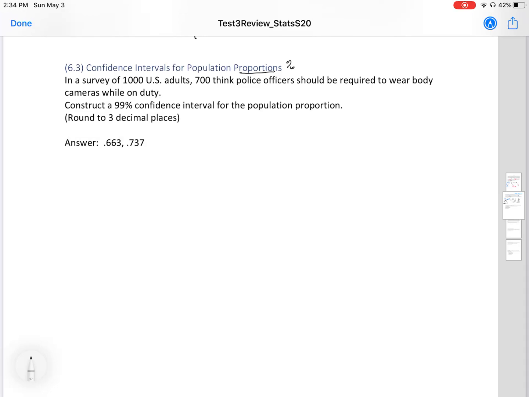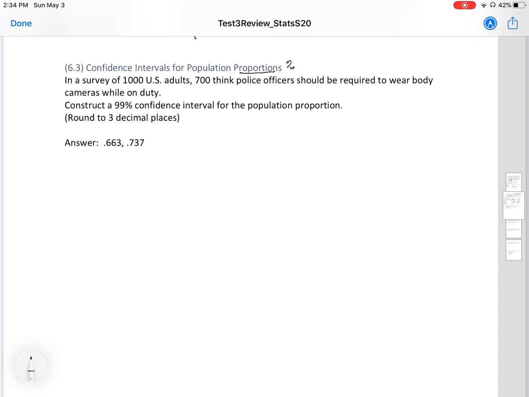So our question reads, in a survey of 1,000 US adults, 700 think police officers should be required to wear body cameras while on duty. Construct a 99% confidence interval for the population proportion. Round to 3 decimal places.